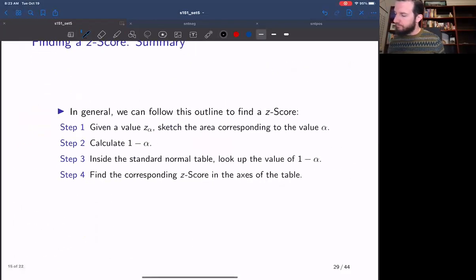All right, on slide 29, I just highlight the values to find the Z score. So we start with our Z alpha notation. We take 1 minus alpha. We look that value up inside the table, and then we come out to the axes to find the Z score. What's nice about this is that this is the only way of doing it. So that process is the same no matter what value you are looking for. Whereas with the areas, we have different tricks we can use to find the area depending on where we are under the curve and which side of the value we want to be on.